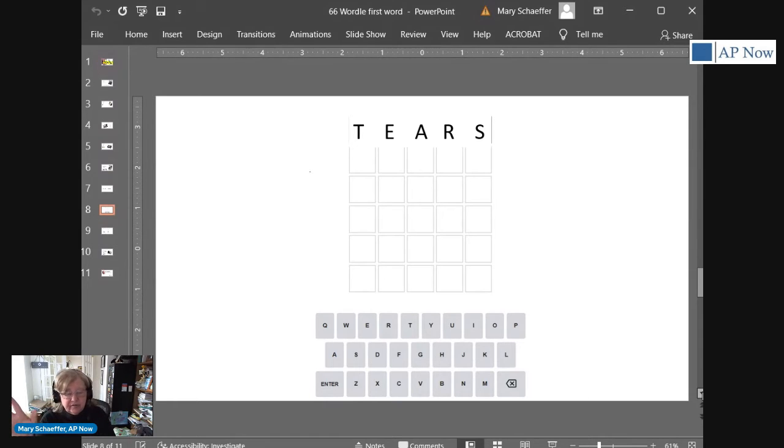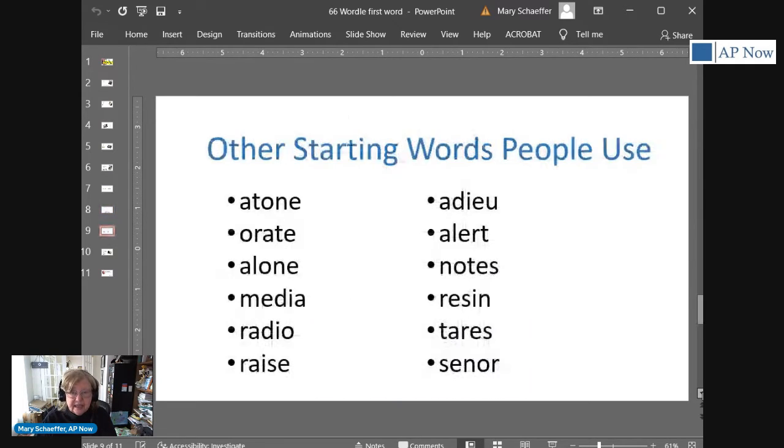Now, I've read a number of articles. People have different views. They've come up with some different words, etc. And interestingly enough, I did not come across tears. But here are some of the other words that people like to start with: atone, orate, alone, media, radio, raise, adieu, alert, notes, resin, tares, and senior. These are words that people start with.